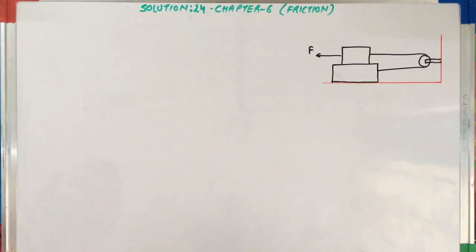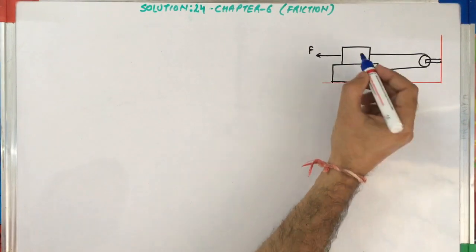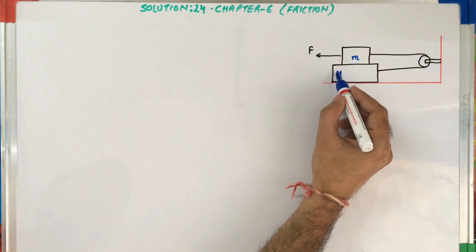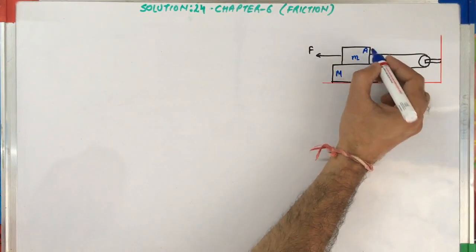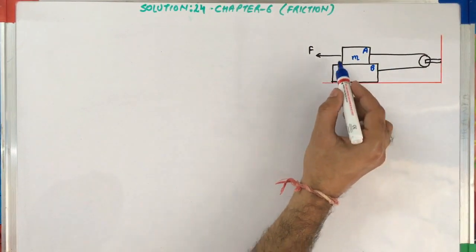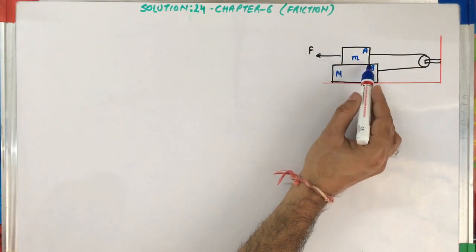So in this problem, there are two blocks placed one above the other. The mass of the upper block is small m. The mass of this block is capital M. Let's say this is block A and this is block B. In the first situation, we have to find the maximum force which can be applied on block A so that the equilibrium is not disturbed.